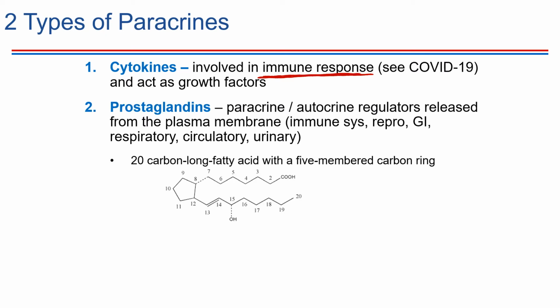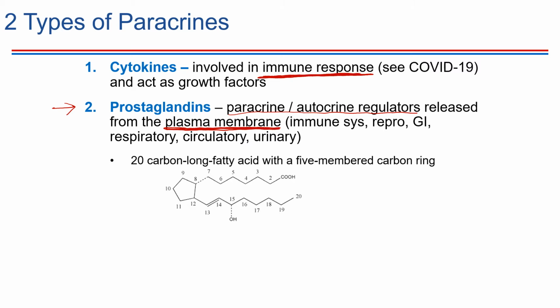Today, we're going to look specifically at prostaglandins. And prostaglandins are a type of paracrine or autocrine regulators, so they're chemicals. And the big thing about prostaglandins is that they're released from the plasma membrane. So we're going to see these prostaglandins being released from many different organs. Again, immune system, reproduction, GI, all of these organs are releasing prostaglandins that are paracrines. And what's special about these guys is just their makeup.